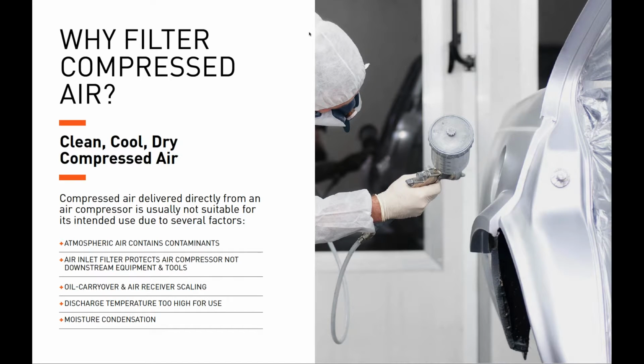So why filter compressed air? Compressed air delivered directly from an air compressor is usually not suitable for its intended use due to several factors. Atmospheric air in an industrial environment is most likely contaminated with pollutants such as particulate matter, moisture, and hydrocarbons. The air inlet filter on an air compressor is a particulate filter designed to protect the air compressor and not any downstream equipment requiring further filtration. Oil carryover from the air compressor and air receiver scaling. The discharge temperature from the air compressor may be too high for distribution and use, as well as the condensation of moisture leaving the aftercooler as the compressed air is cooled.